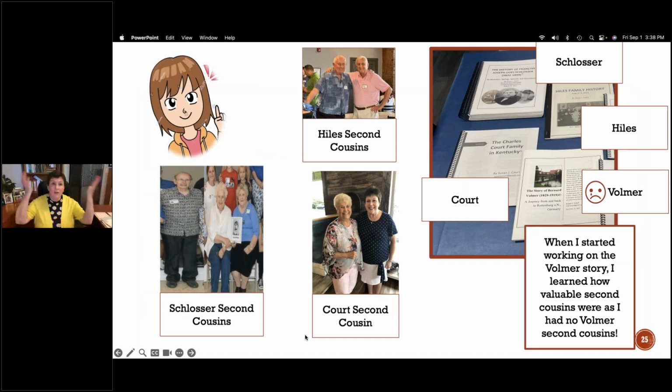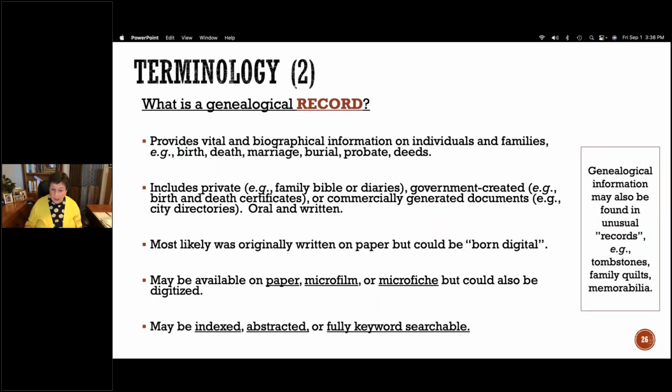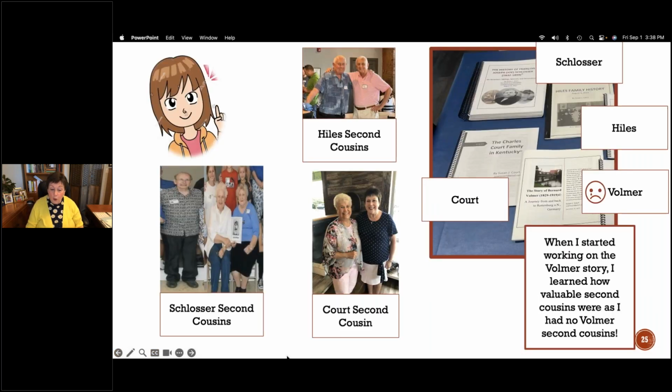So when did I have this epiphany? Well, after writing the stories of three sets of my great-grandparents, the Hiles, the Schlossers, and the Court, I got to the Vollmers. And I had no second cousins with whom to consult. At that time, I truly realized how valuable my second cousins had been in researching and writing about the other three branches of my family.